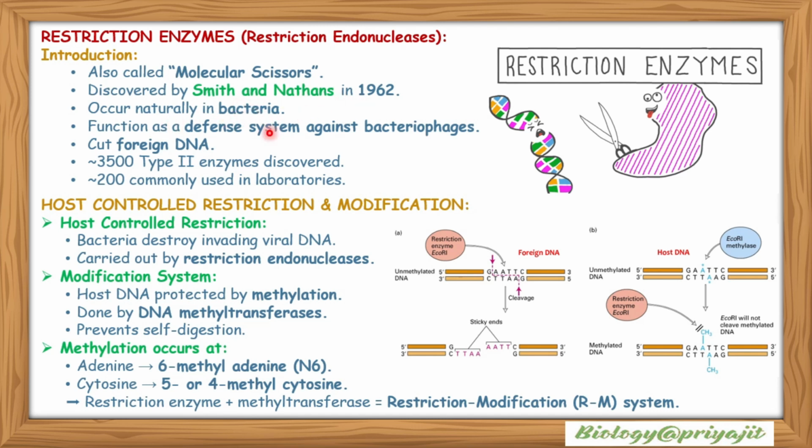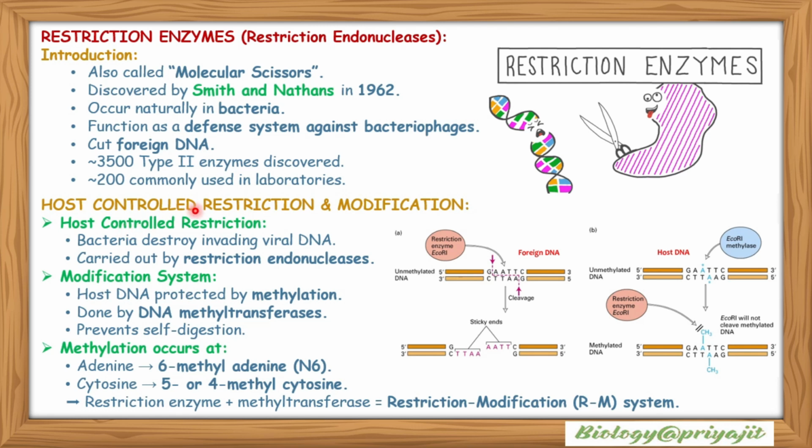It occurs naturally in bacteria, and in bacteria they function as a defense system against bacteriophage infection. They cut foreign DNA also. There are approximately 3,500 type 2 enzymes discovered, and among them 200 are commonly used in genetic engineering laboratories.